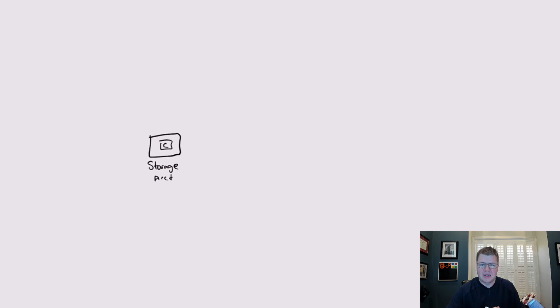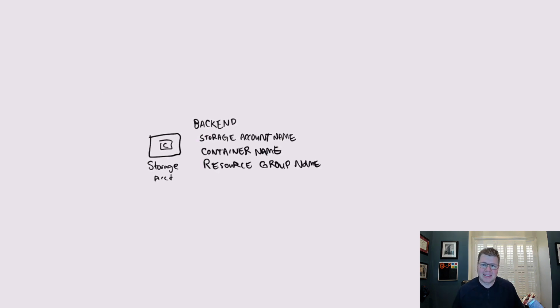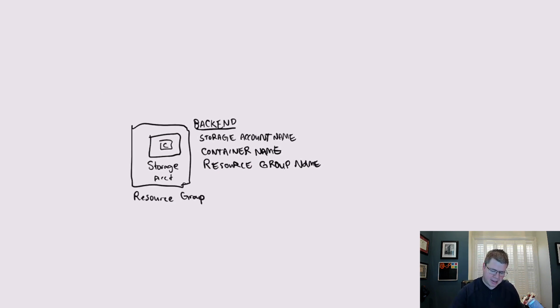I'm not going to delve into container structure. Of course, you can also slice and dice where you store the state files in the storage account. If you recall, our Terraform backend consists of the storage account name, the container, and then the resource group. And of course, the resource group contains the storage account. Now this resource group is tied to a region, and so is the storage account. So we have a single region, a single storage account, a single container, and inside that container we're going to drop a bunch of files.